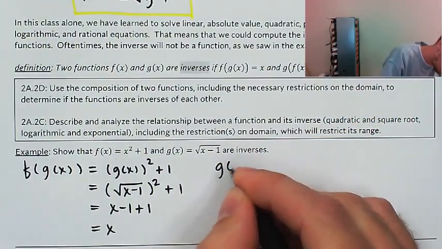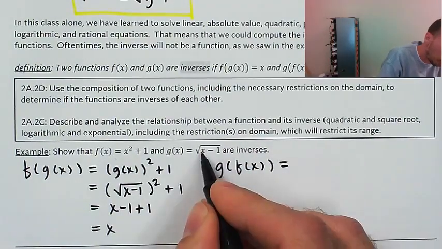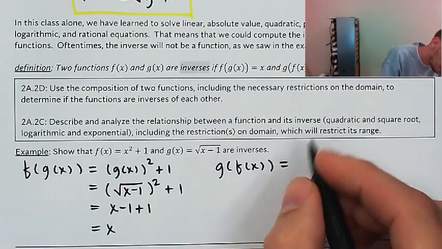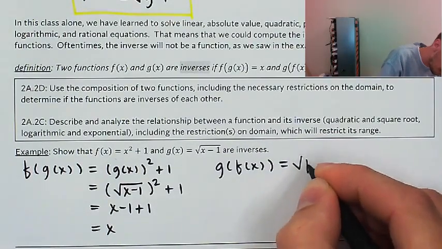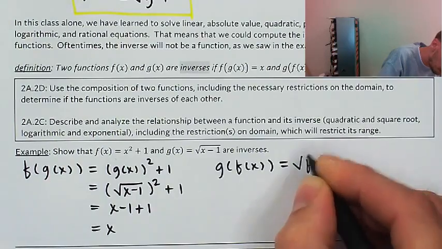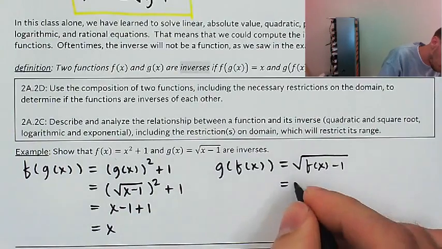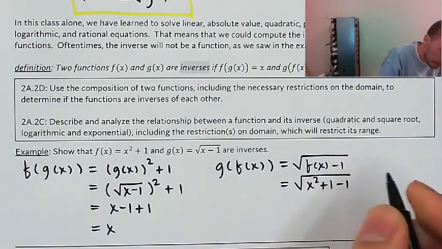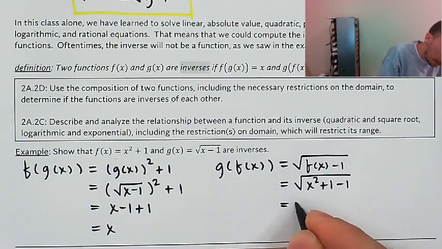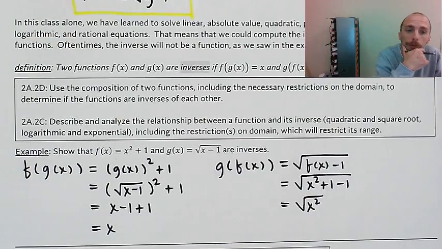But then I'm going to need to check g of f of x as well. I'm going to do the same thing. Wherever I see x in the formula for g, I replace it with f. And so that's going to be the square root of f of x minus 1. And then f of x is x squared plus 1. And then that's going to be equal to the square root of x squared, which I know I did just tell you is equal to the absolute value of x, but let's kind of think about this.